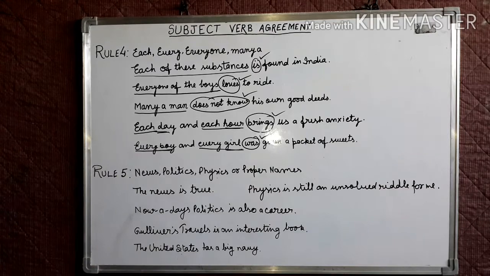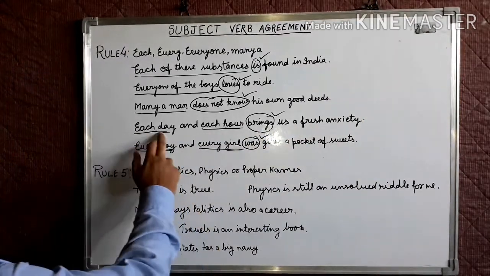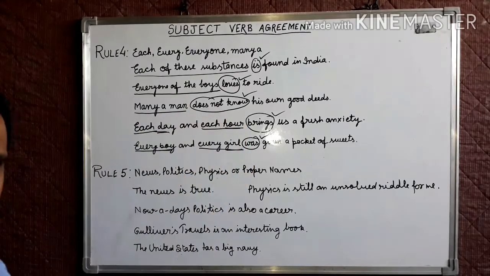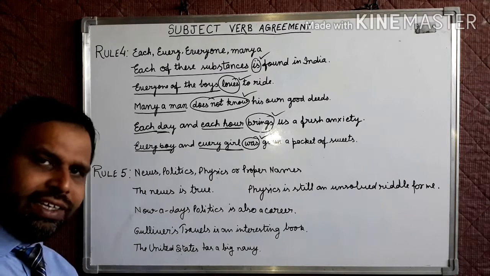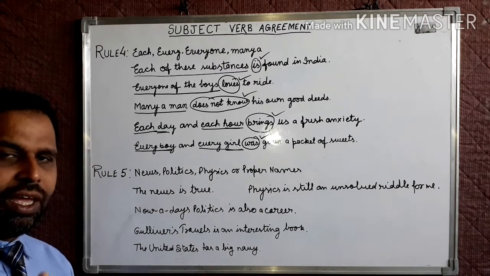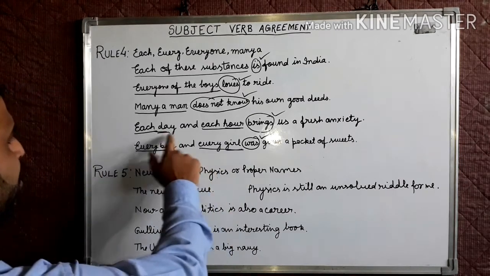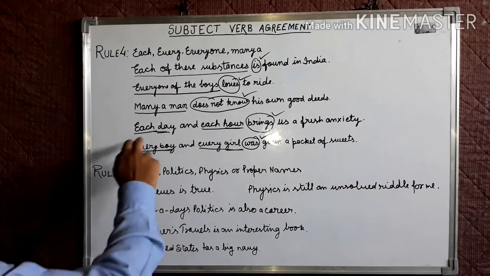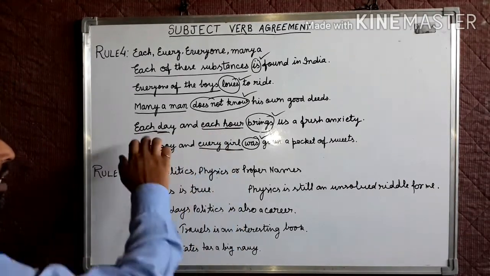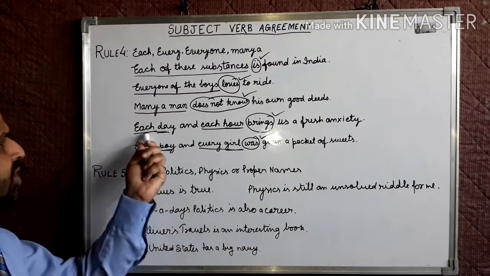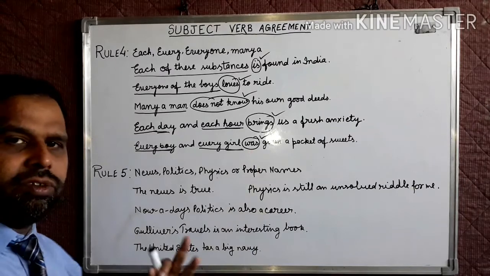Next sentence is there. Each day and each hour brings us a fresh anxiety. प्रत्येक दिन, प्रत्येक घंटा. मैंने रूल नंबर 1 में आपको बताया था कि जब दो सिंगुलर नाउन एंड के साथ जुड़े हुए होते हैं तो जो वर्ब उनको फॉलो करती है वो प्लूरल में होती है. दो सिंगुलर नाउन हैं लेकिन इनको ईच से डिटरमाइन कर दिया गया है, ईच डे ईच आवर. जब ईच डे और ईच आवर यानी ईच से ये सिंगुलर नाउन डिटरमाइन हो जाते हैं तो वर्ब जो होती है वो सिंगुलर में आती है.